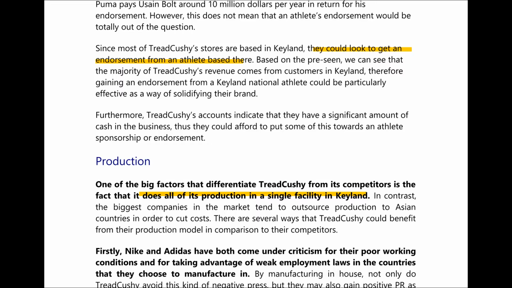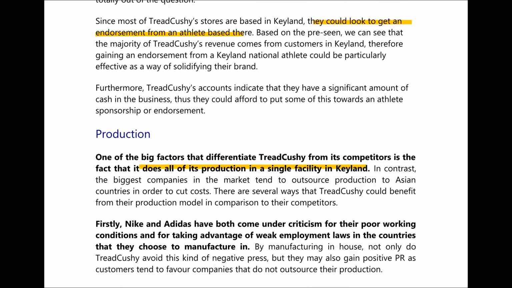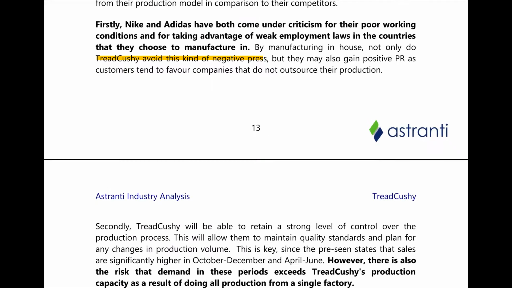Well, the obvious reason is that Nike and Adidas have both come under criticism for their poor working conditions and taking advantage of weak employment laws in these countries. So yes, they are cutting costs, but there have been many accusations of unethical behavior from these companies. So by manufacturing in-house, TreadCushy can avoid this kind of negative press and even gain positive press, because many customers today favor companies that do not outsource their production.